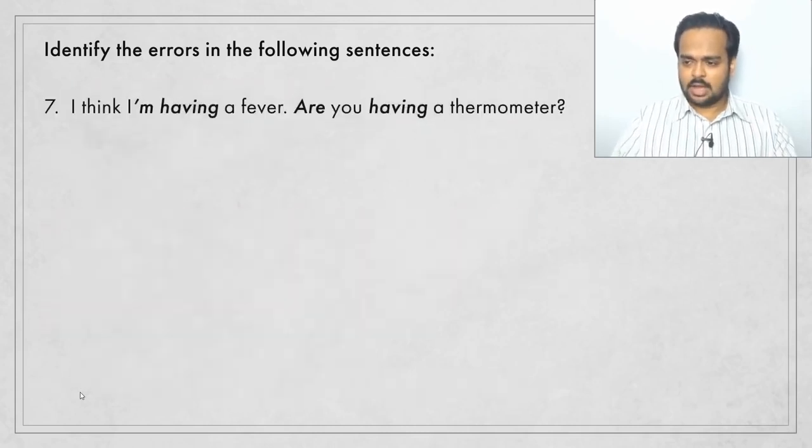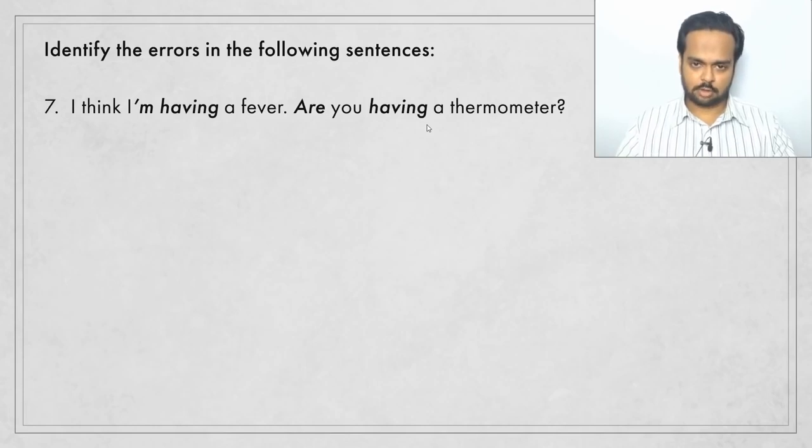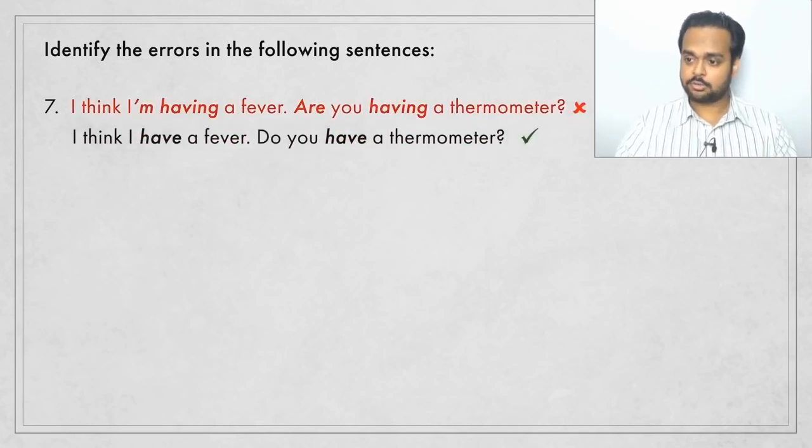All right, number seven, I think I'm having a fever. Are you having a thermometer? Okay, two havings here. Are they both correct? Are they both wrong? Is one correct and the other wrong? Actually, they are both wrong. I think I have a fever. Do you have a thermometer? And that is because I think I have a fever expresses an illness, which is a state or a situation. Do you have a thermometer means do you own a thermometer? Do you have a thermometer available with you? Okay, that is also something that expresses state or situation. So in both of these, you cannot use ing forms.